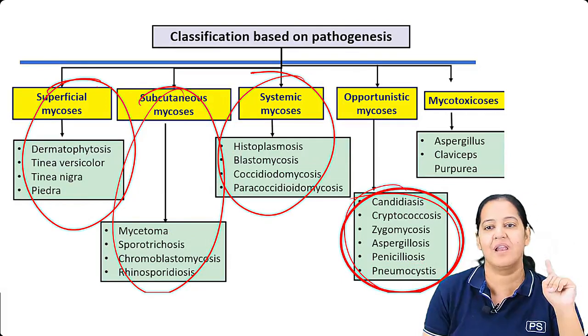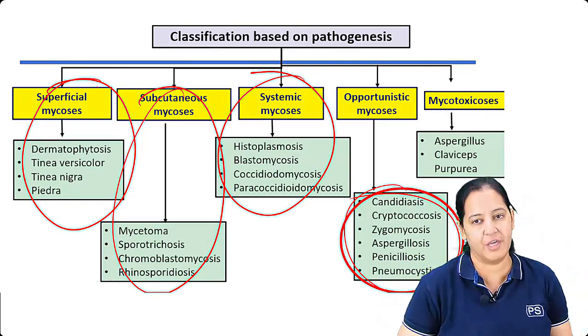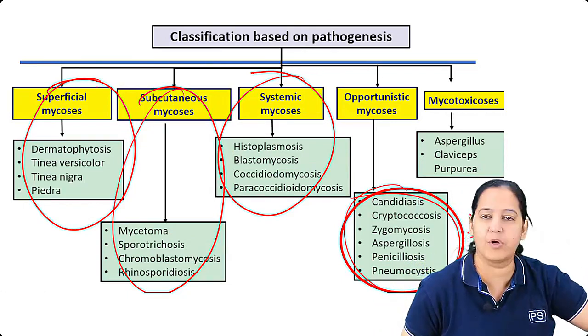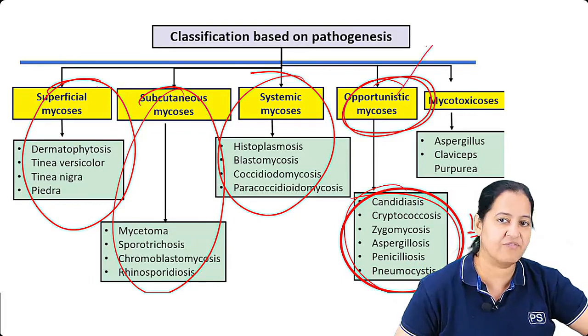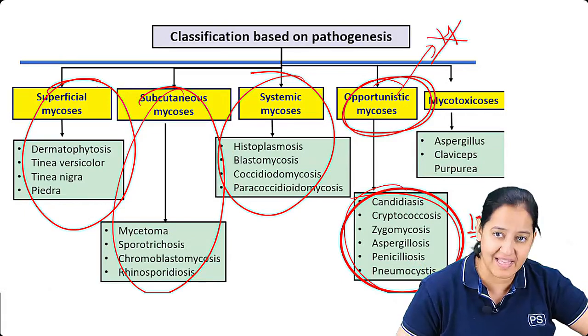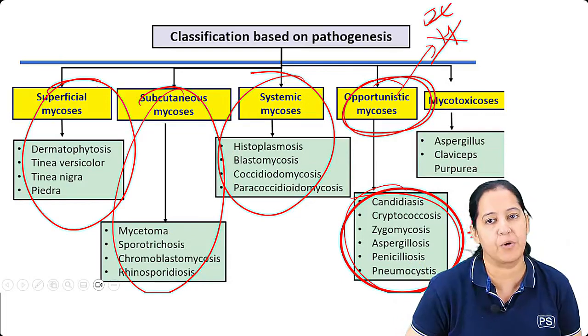So let's start the last page, page number 18 of your chart. The last four fungus I am teaching you, and in the last 15 minutes we will pack mycology. So let's come to the opportunistic fungus. What are opportunistic fungus? They do not cause disease in the healthy individual. They cause disease in immunocompromised individuals. That's why these are known as opportunistic mycosis.